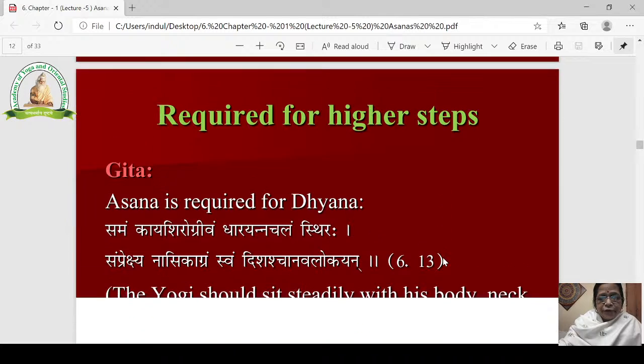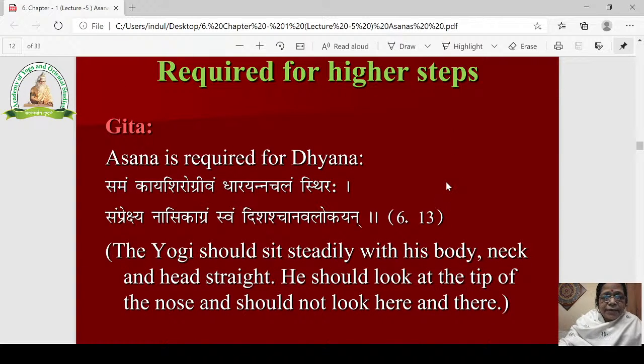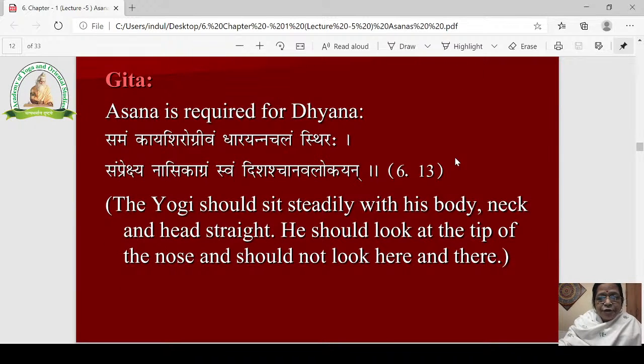Now Gita, what does Gita say? Gita says that asana is required for dhyana. There is Dhyana Yoga, the 6th chapter. In Dhyana Yoga, there is a description of asana in which a yogi should sit and do meditation. Samam kaya sirogrivam dharayan nachalam sthirah samprekshya nasikagram svam disas chanavalokayan. That means the yogi should sit steadily with his body, neck and head straight. He should look at the tip of the nose and should not look here and there.